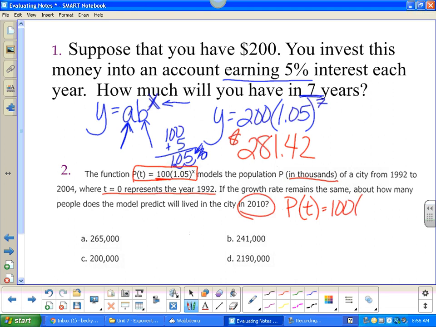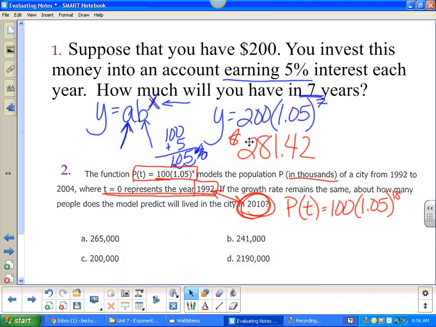I know that I had 100,000 people to start with. Looks like I'm growing at 5%. The question is, how long are we going? Well, I'm going until 2010. So do I put a 2010 up there in my power? And the answer is no. T equals 0 represents 92. So what I need to do is see how much time has passed from 1992 to 2010. Answer's 18. If you don't know that, then you're just going to take your calculator and subtract 2010 minus 1992. So it's to the 18th power.